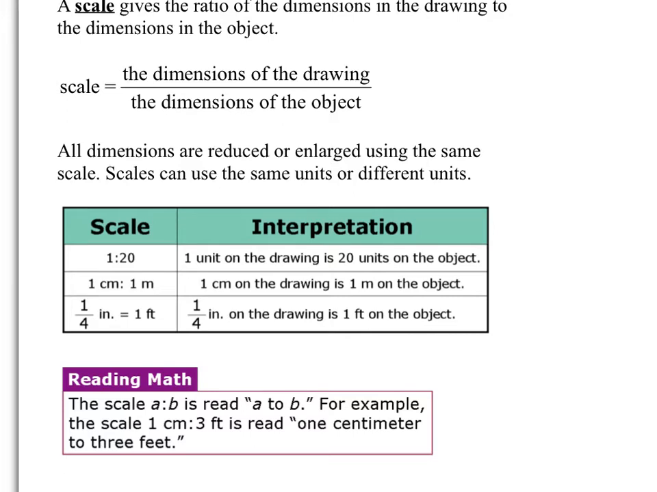And 1 centimeter, 1 meter, that means 1 centimeter on the drawing is 1 meter on the object. So if you have different units, you need to write both the different units in. And 1/4 inch equals 1 foot, that means 1/4 inch on the drawing is equal to 1 foot on the actual object.